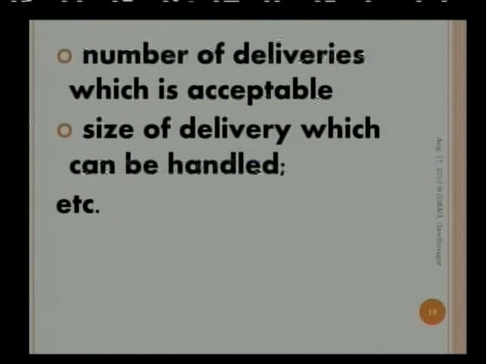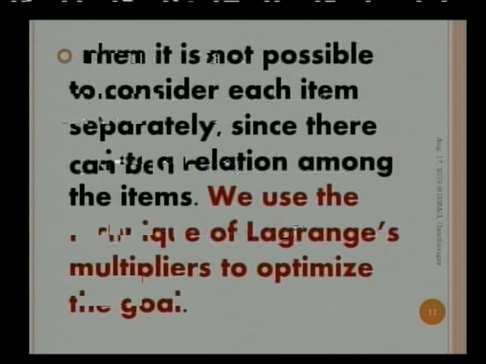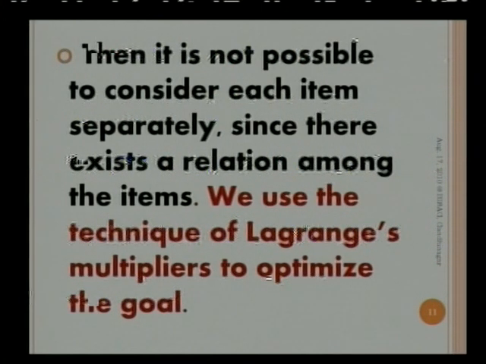Then the size of delivery: for example, a truck can handle only 100 units, and if the order is of 125 units, then the extra 25 units the truck cannot load. That is what we need to consider in developing a mathematical model when we are working with multiple items. Then it is not possible to consider each item separately. That is, if you have 5 items, we can't use the economic order quantity separately for each. So there should exist some relation among the items, because all the items may not be available at the same demand rate.